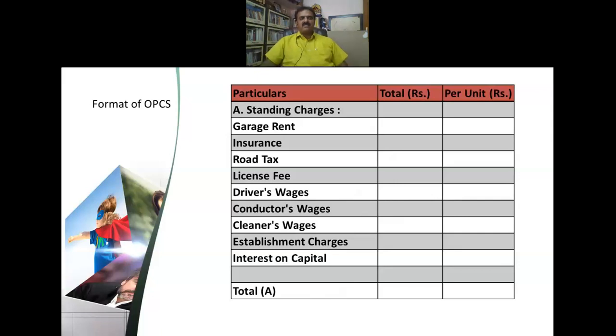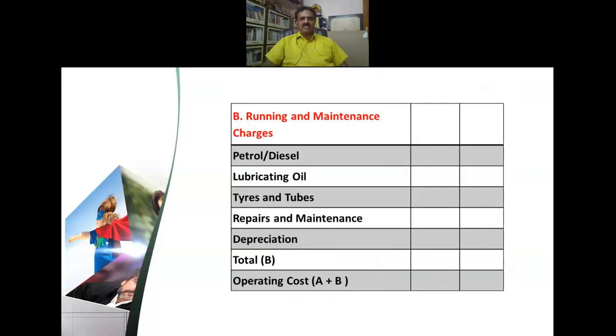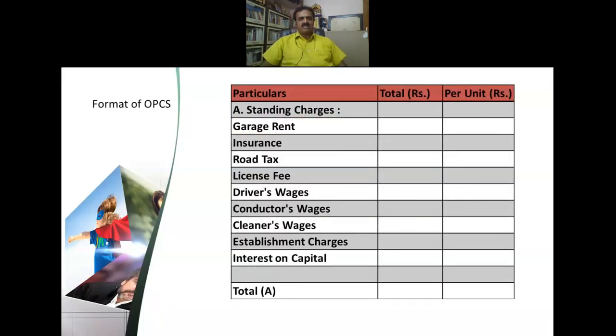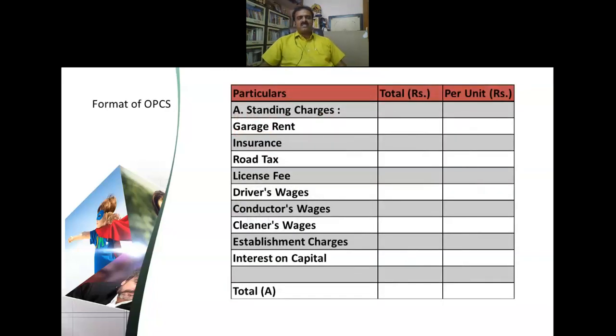The statement consists of two parts. One is the standing charges, another is the running and maintenance charges. The standing charges are the fixed charges and running and maintenance charges are variable charges. Standing charges are those charges which remain fixed irrespective of utilization, whether it is underutilized or overutilized, the expenses remain the same. Take for example the rent, the salary, the tax paid, or any charges incurred for interest on capital and so on. These are all charges which remain fixed.